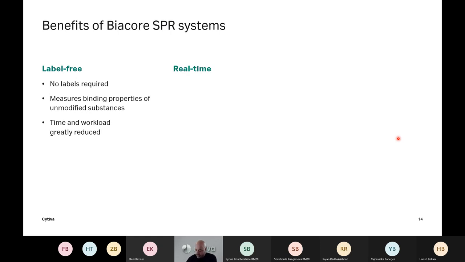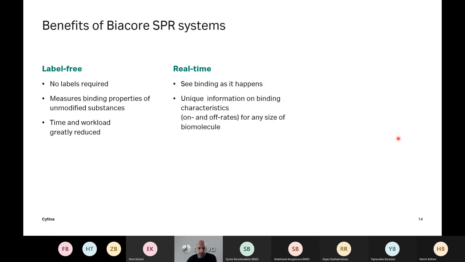This is a real-time technique, so we see the binding as it happens. We can get unique information of binding characteristics, on and off rates. That means association velocity and the velocity at which the complex dissociates, for any size of biomolecule. Okay, so the systems we currently have in the portfolio are very sensitive, and we can analyze binding for any size of biomolecule, even down to ions.